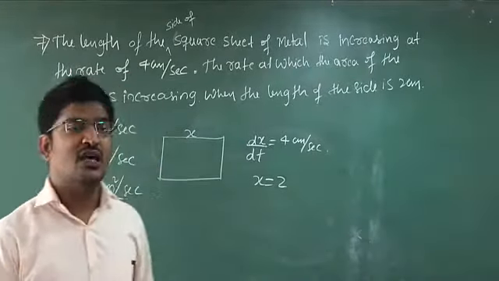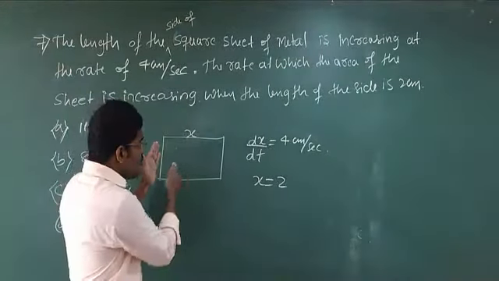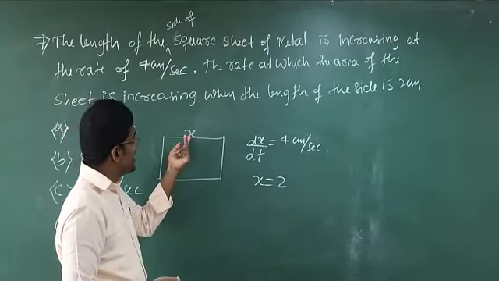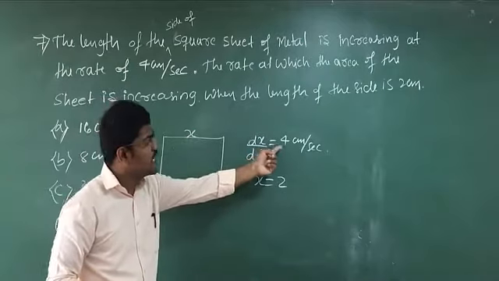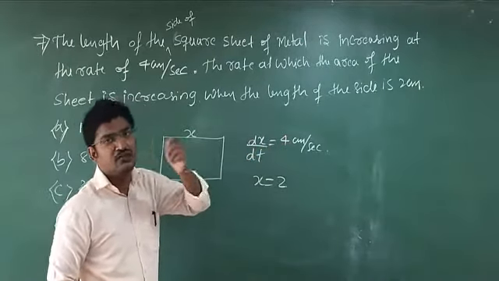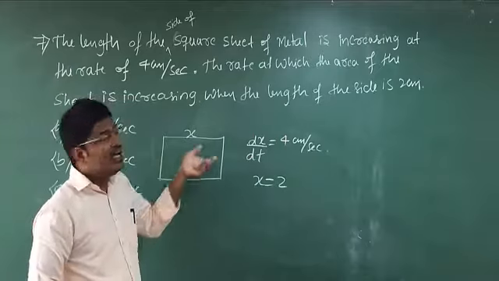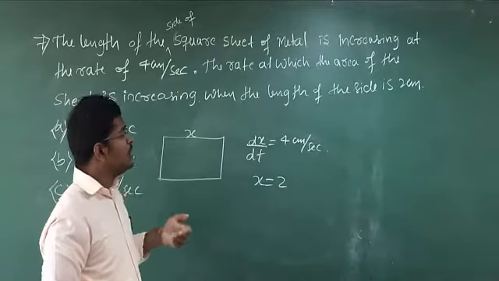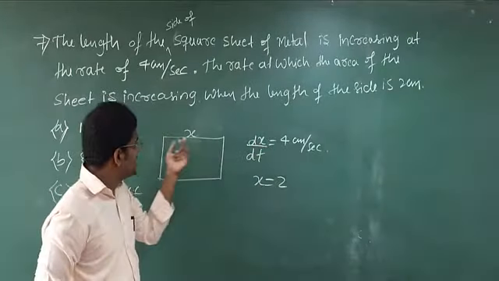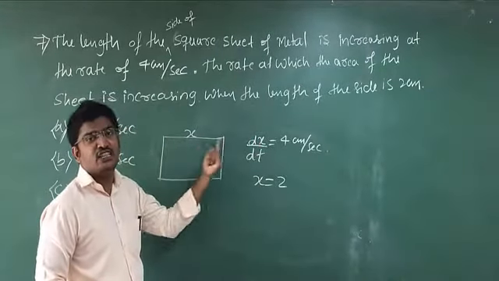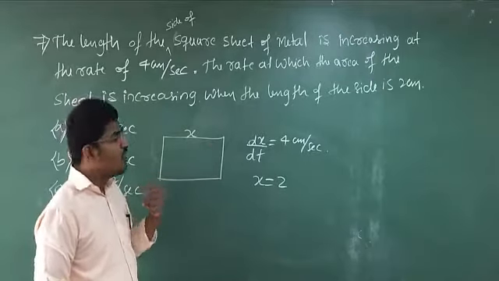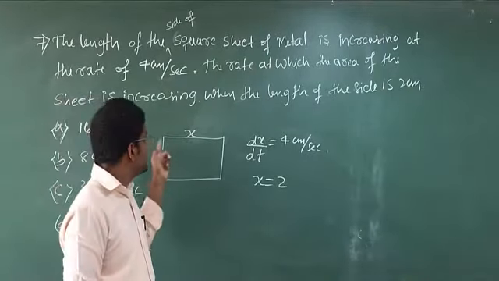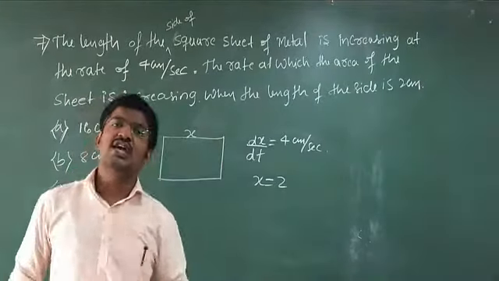Are you getting my point? That means the area of this sheet is changing as the time goes on. This x is changing with respect to time as 4 centimeter per second. That means dx by dt is 4 centimeter per second. Are you getting my point? So 4 centimeter per second is the rate of change of the side, that is length of the sheet. Now what they are asking, rate of change of area when this x is equal to 2 centimeter.